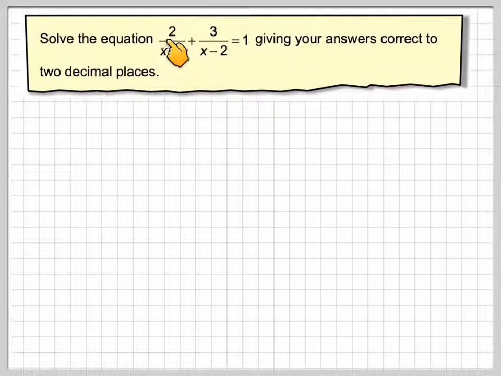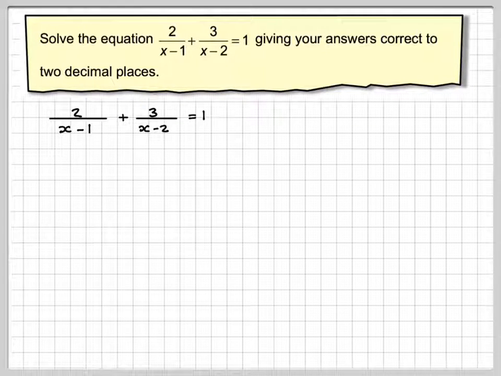This time we've got to solve the equation 2 divided by x minus 1 plus 3 divided by x minus 2 is equal to 1, giving your answers correct to 2 decimal places. Right, let's write down the equation.